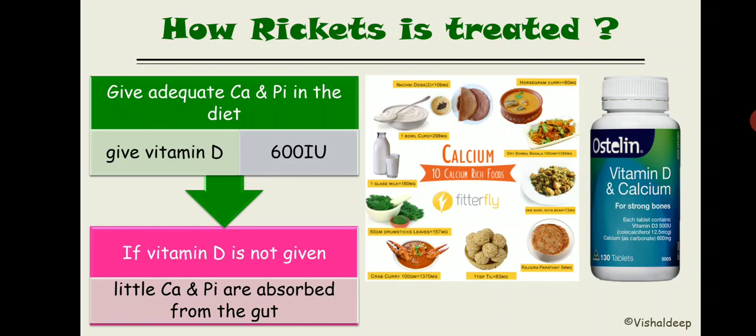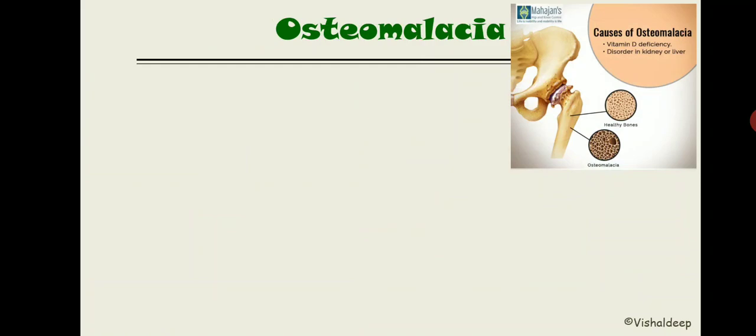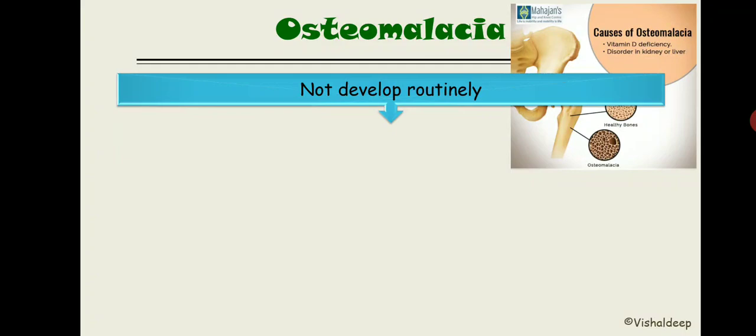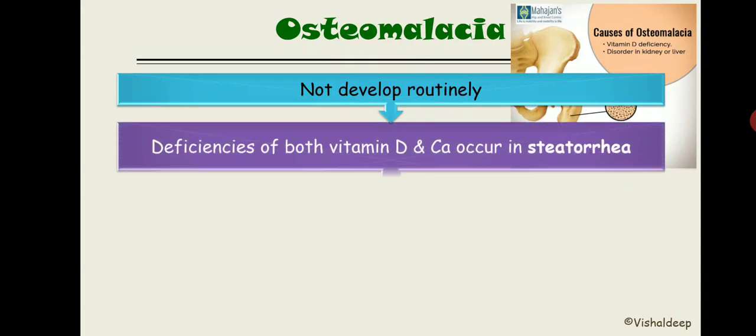Now the osteomalacia. What is osteomalacia? It is adult rickets. It does not develop routinely because adults are mostly exposed to sunlight routinely, so the vitamin D level will be sufficient. Once it happens, there is a deficiency of both vitamin D and calcium. Basically it occurs in a person who is suffering from steatorrhea. What is steatorrhea? Steatorrhea is the presence of an excess amount of fat in the feces. So basically fat is not absorbed in the GIT, so it is excreted in feces, right?